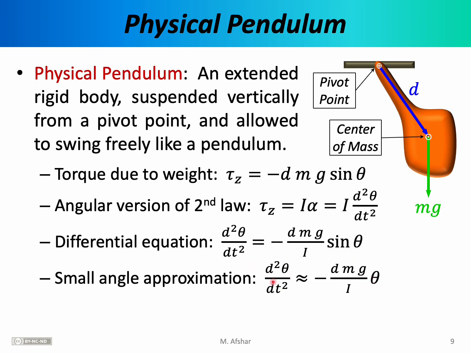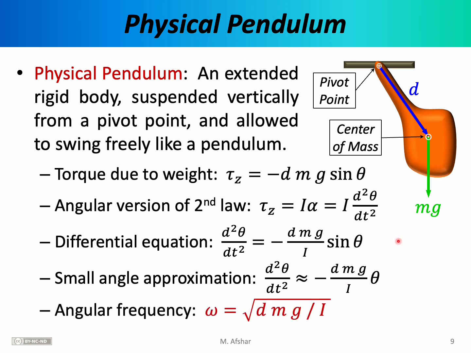We're looking for a function theta of t, and when you take the second derivative of that function, you basically get the function itself, except that there's a minus sign in front and there's some constant in front. That constant involves d, which is the distance from the pivot point to the center of mass, the mass of the object, gravitational acceleration for whatever planet you happen to be on, and the moment of inertia for the object.